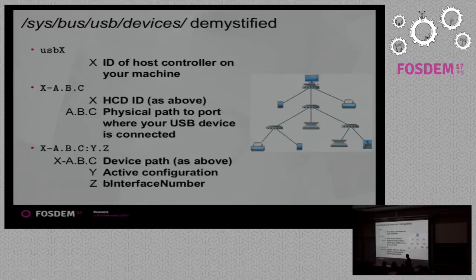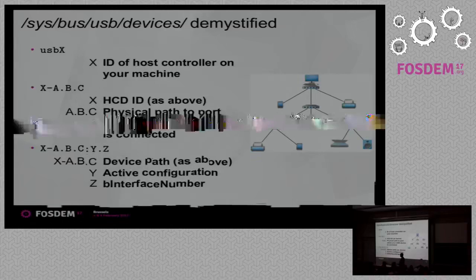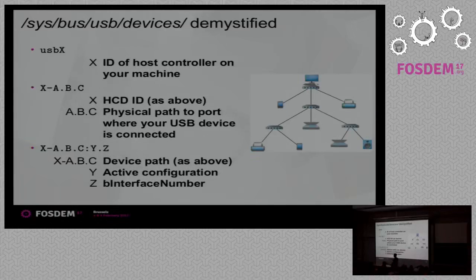The last type of directories is the directory which represents a USB interface. It starts with the USB device identity, and then you have the configuration number, the active one, and the interface number from the interface descriptor.